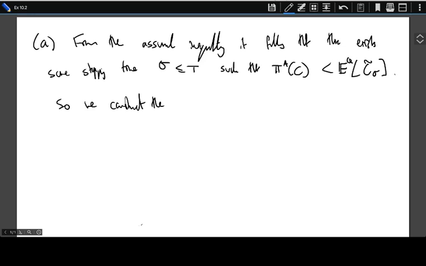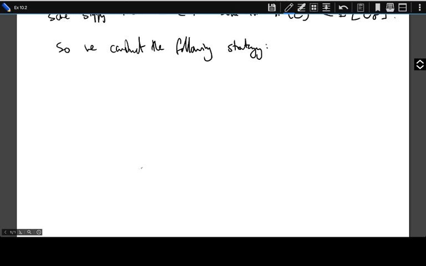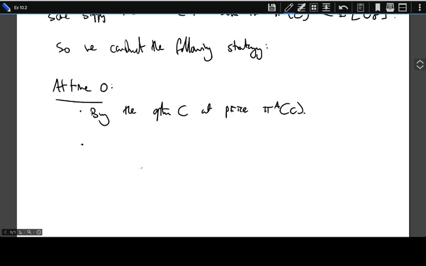So we construct the following strategy. First, at initial time 0, buy the option C at its initial price, which is given by pi of C. We sell T plus 1 claims, with T the terminal time, with payoff the value of the option at time t, multiplied by the indicator that sigma is equal to t, for any t in our time interval.